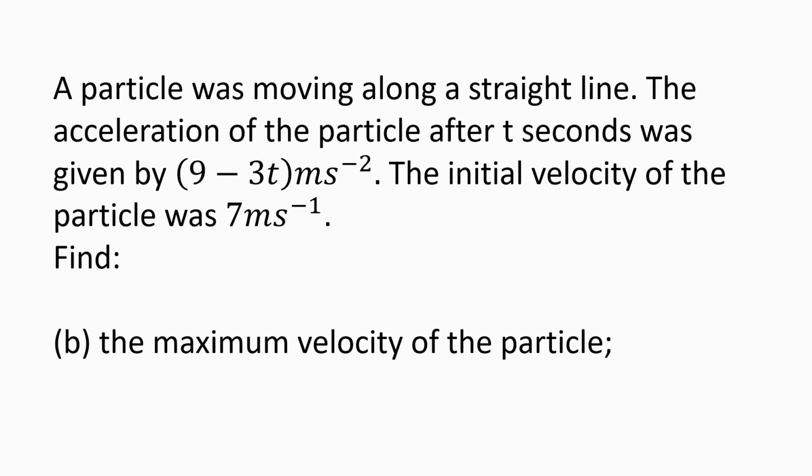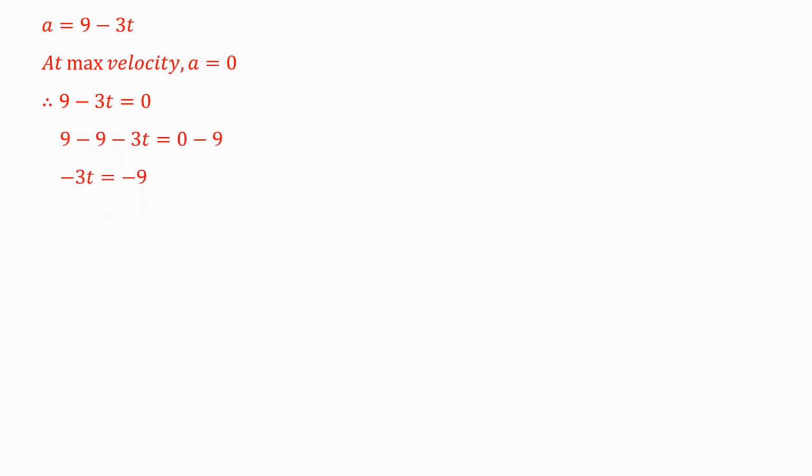So we need to obtain the maximum velocity, and we know that the acceleration equation is 9 minus 3t, and at maximum velocity acceleration is 0. Therefore, we can equate the equation to 0. So we have 9 minus 3t is equal to 0. We subtract 9 from both sides of the equation. We have negative 3t is equal to negative 9. Divide both sides by negative 3, and we obtain t as 3.